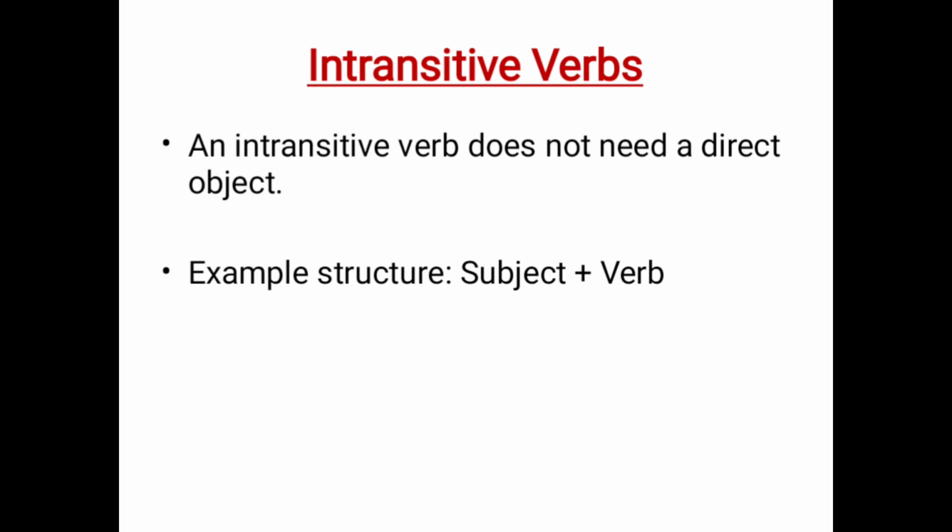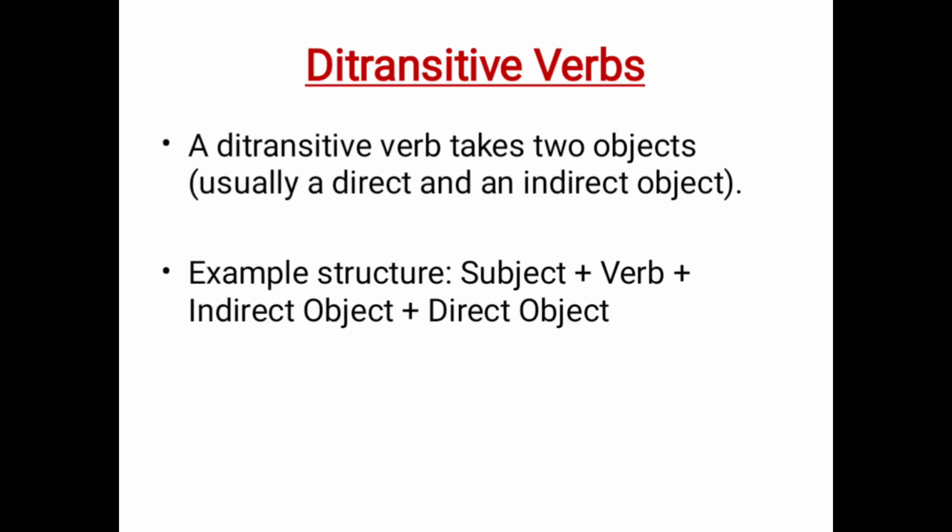Intransitive verb. An intransitive verb does not need a direct object. Without an object, it gives clear and complete meaning. The structure is subject plus verb. We don't need any object here.